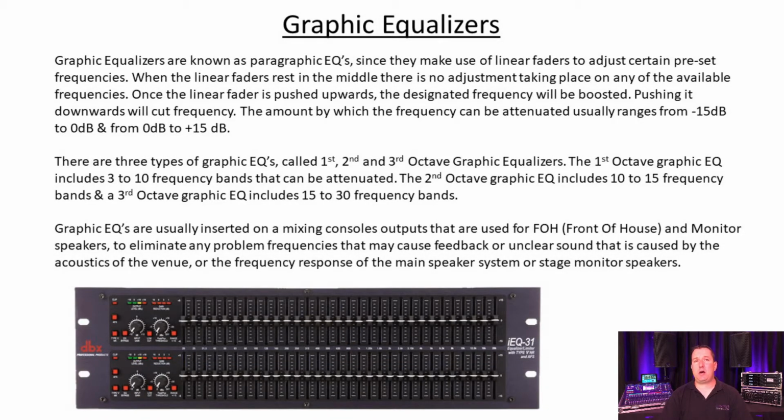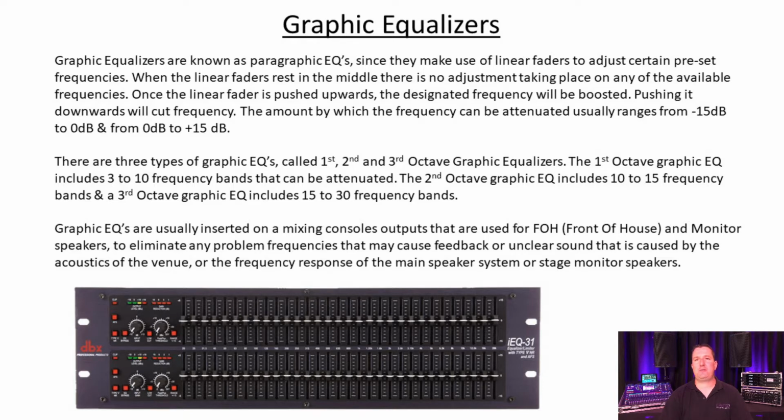Graphic equalizers are known as parametric EQs, since they make use of linear faders to adjust certain preset frequencies. When the linear faders rest in the middle, there is no adjustment taking place on any of the available frequencies. Once the linear fader is pushed upwards, the designated frequency will be boosted. Pushing it downwards will cut the frequency. The amount by which the frequency can be attenuated usually ranges from -15 dB to 0 dB and from 0 dB to +15 dB. There are three types of graphic EQs, called first, second, and third octave graphic equalizers.